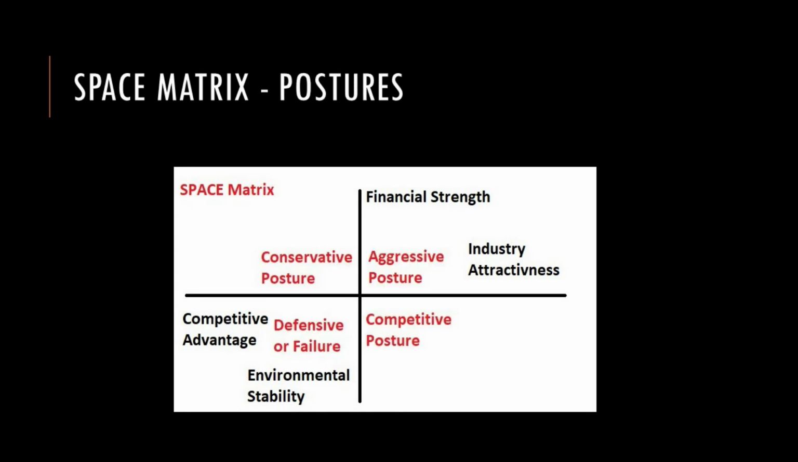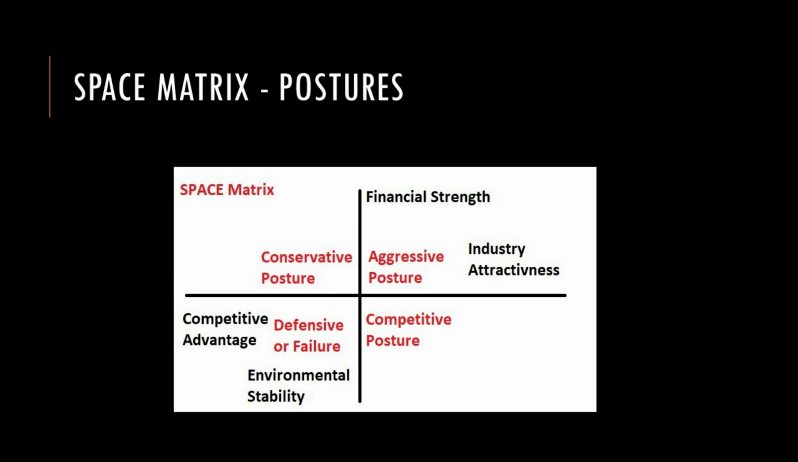Later we form four different postures for a company, on the basis of which the SPACE matrix evaluates a particular strategic plan for that company. And that is entirely given by the SPACE matrix. So the different postures we have are aggressive posture, competitive posture, conservative posture, and defensive posture.